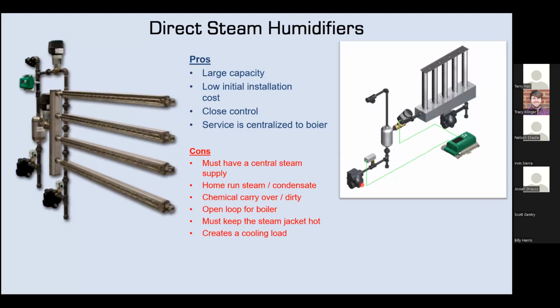The big benefit of the direct steam humidifiers is that they can go up to pretty high capacities. So we're talking over 1,000 pounds per hour. They don't really require service. There's no scale that's going to build up that you have to clean out. All the service is put onto the boiler. So that's a huge benefit, especially if you have multiple humidifiers.